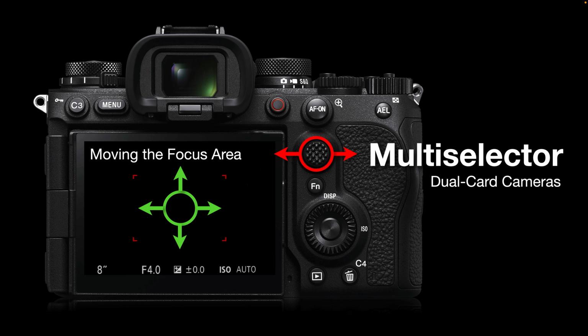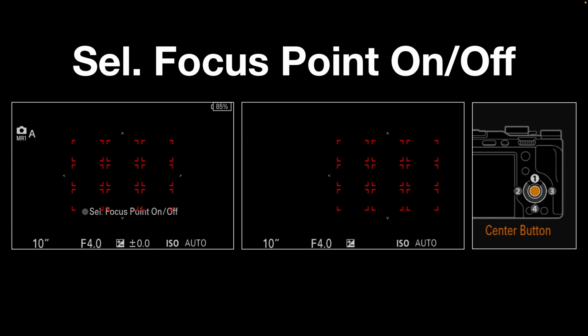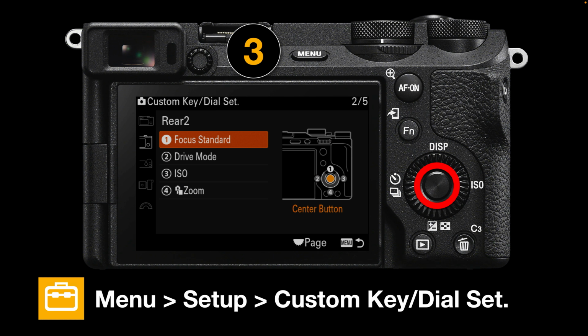Now if you own one of the dual card cameras, you're going to be moving the focus point around on your screen using the multi-selector, sometimes referred to as the joystick. Now if you own one of the smaller compact cameras that don't have a multi-selector, then you need to be able to move the focus area around the screen by pressing the center button. Now what you'll see when you first press that center button, you'll see the select focus point on off. So this means that we can then move the focus area.